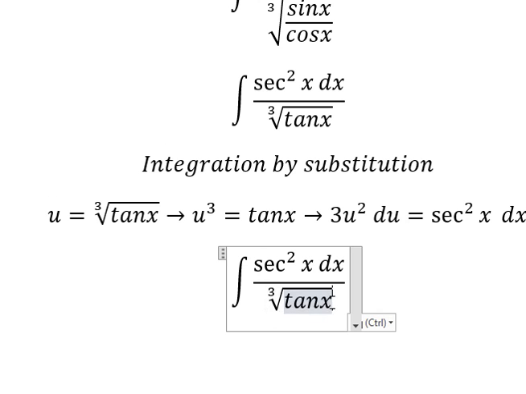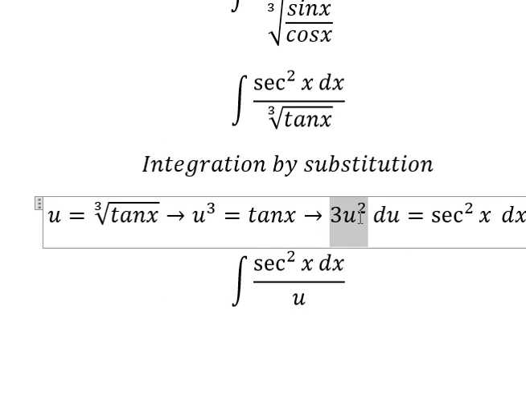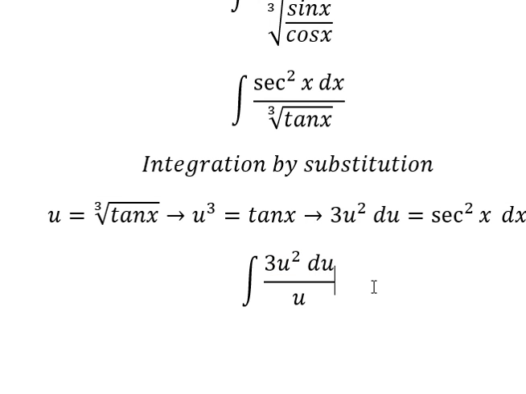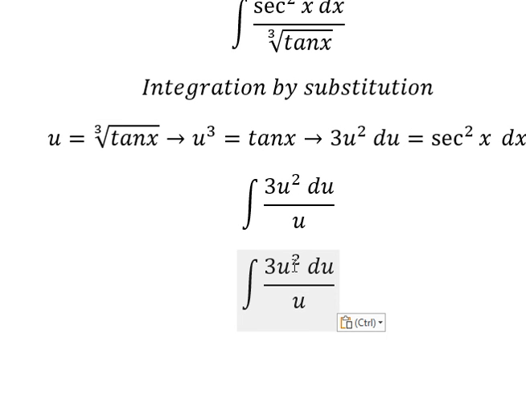This one we change by u. This one we change by 3u squared du. U squared divided by u, we have u.